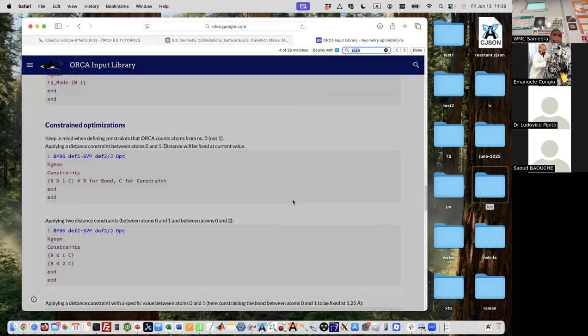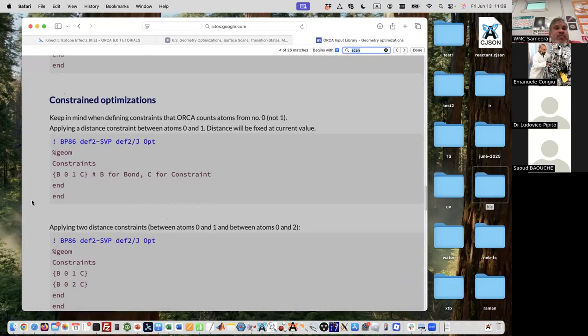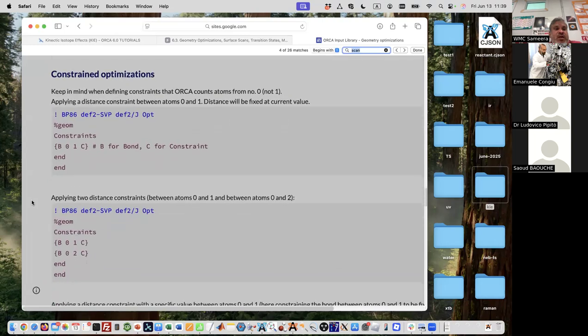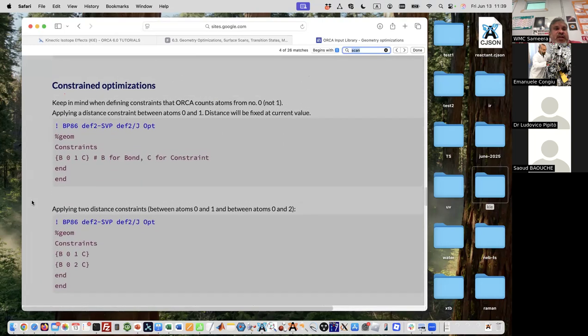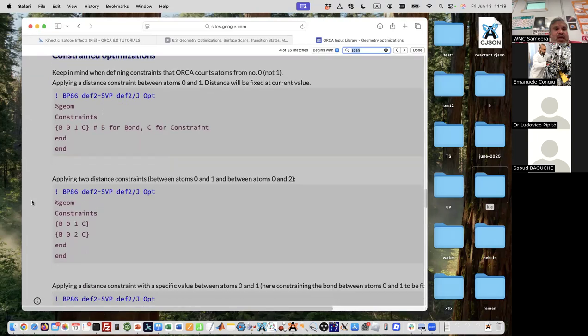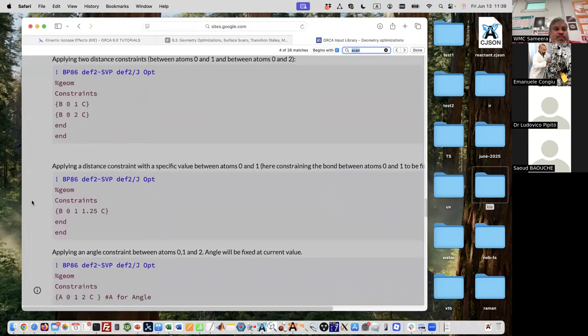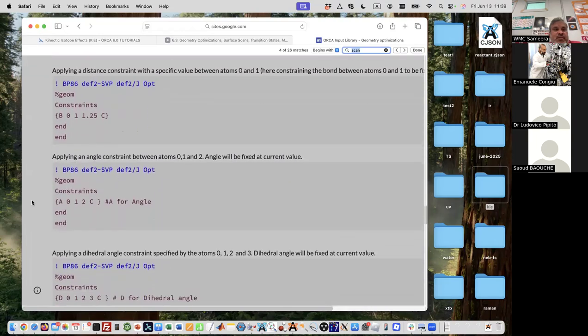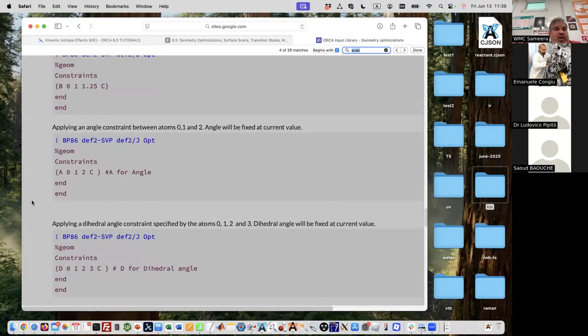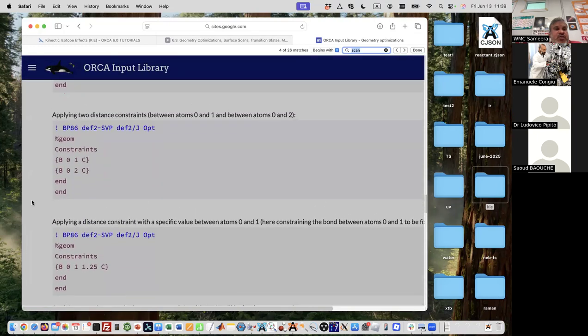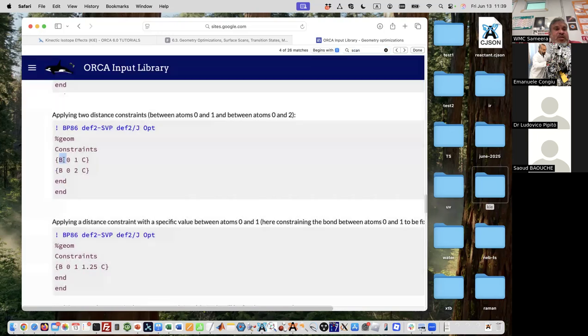So this is about constraint optimization. There was a question about freezing some bond distances and bond angles. You can simply freeze some bond lengths and bond angles, and optimize. So you can simply freeze bond distances. It says bond distances constraint, atom 0, atom 1.